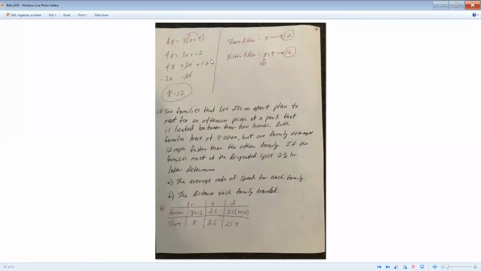From there, we can solve the equation. Distribute the 3: 4x is equal to 3x plus 12. Subtract 3x from both sides. That'll be x equals 12 as your final answer.